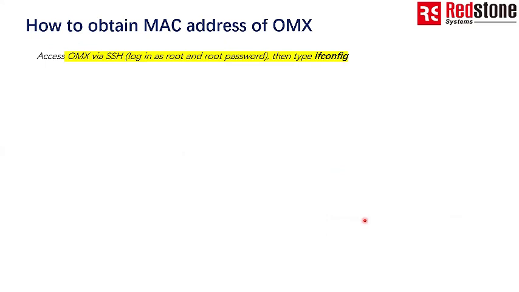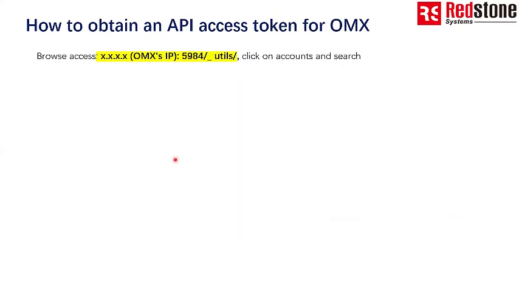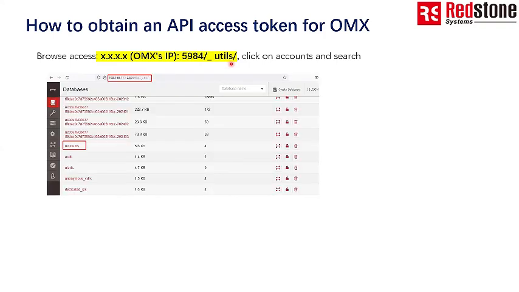How to obtain that. So to obtain the MAC address of OMX, you need to access the OMX via SSH, then log in as root. Then of course you need to type ifconfig, and you can see here the MAC address of your OMX. Then how to obtain the API access? So simply browse this OMX IP, then 5984 slash _utils, then click on accounts and search.